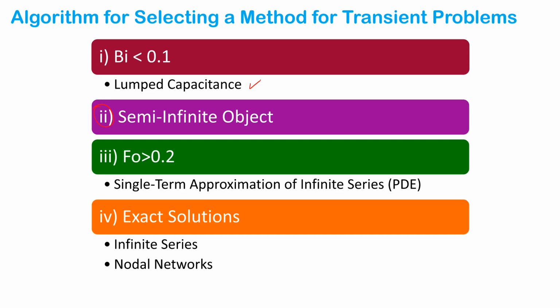If we don't have a semi-infinite object, and if the Biot number is not less than 0.1, then we will look for spatial effect solutions where we are only considering the first term, single term. This is only applicable if the Fourier number is greater than 0.2. Of course, if you don't know the time that you are trying to find, you need to assume it is initially greater than 0.2 and then try to solve it and confirm your assumption. So that is our number 3 choice.